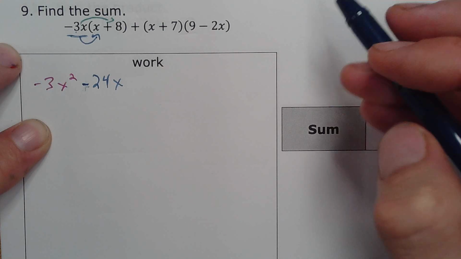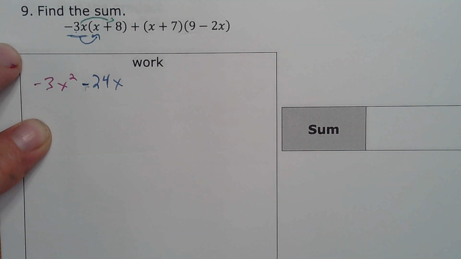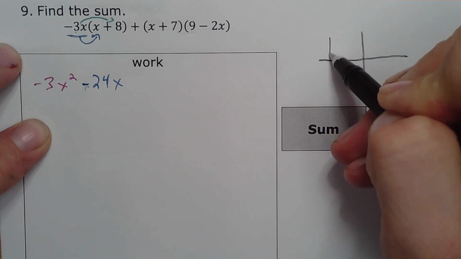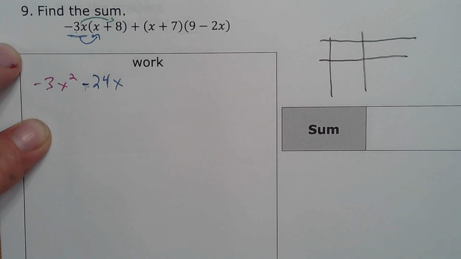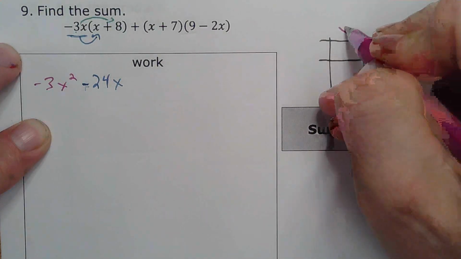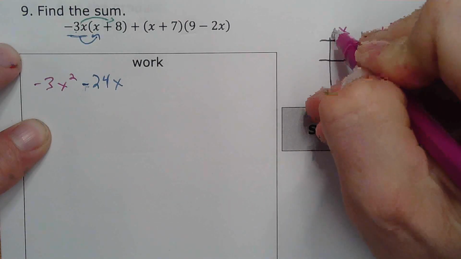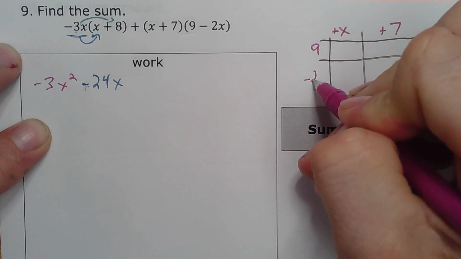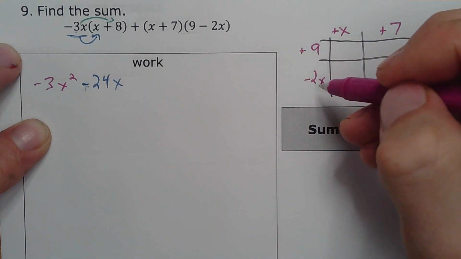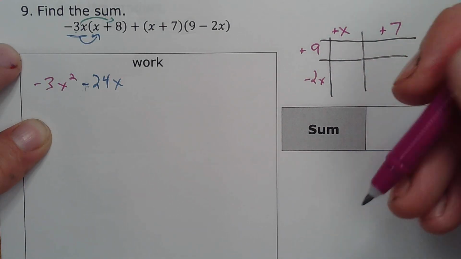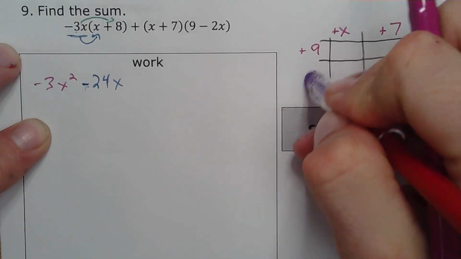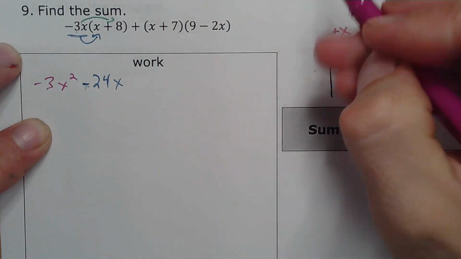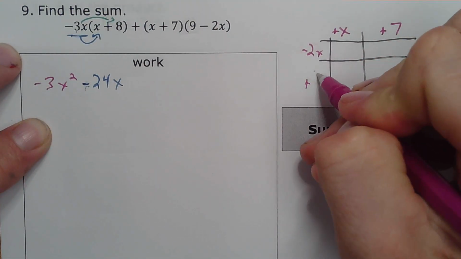Okay, now over here, we're going to make ourselves a little table for multiplying these two polynomials together. So we're going to take our x and our plus 7. Remember, this is a plus x. And then we're going to have our 9 and our minus 2x over here. You could put negative 2x up there if you wanted to. In fact, I'm going to do that just out of convention, so that it looks the same. So this is a negative 2x and then a positive 9.